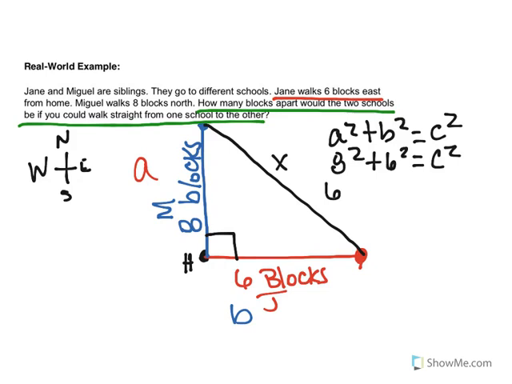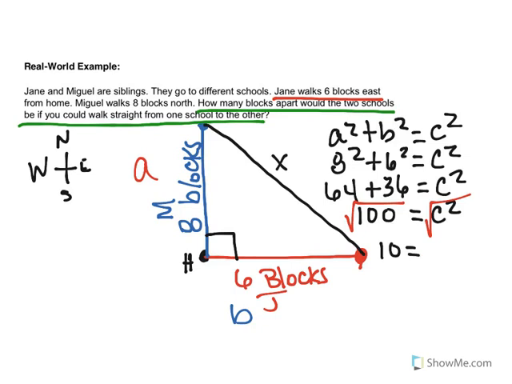8 squared is 64, b squared is 36, equals c squared. When I add 64 and 36, I have 100, which is equal to c squared. I need to get that square off of the c because I need c by itself. The way I do that is to find the square root. That undoes a square. So 10 is equal to c. That means that this x, this is 10. So the answer to my question is 10 blocks apart.